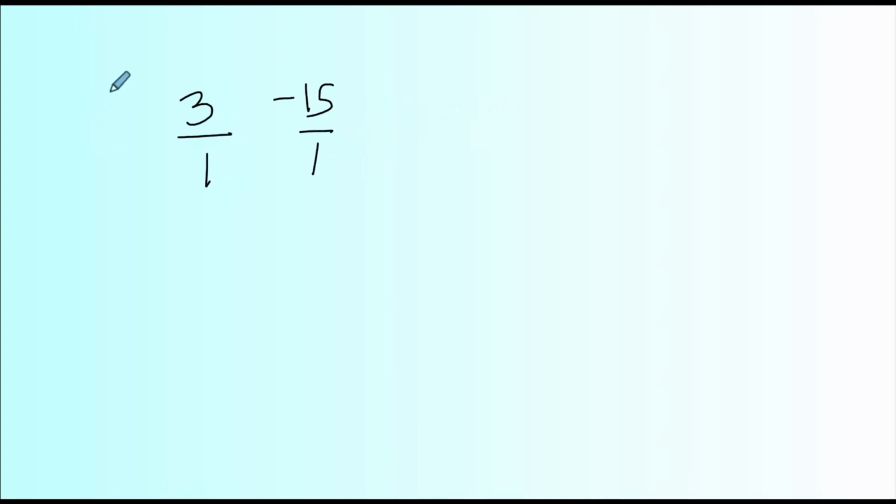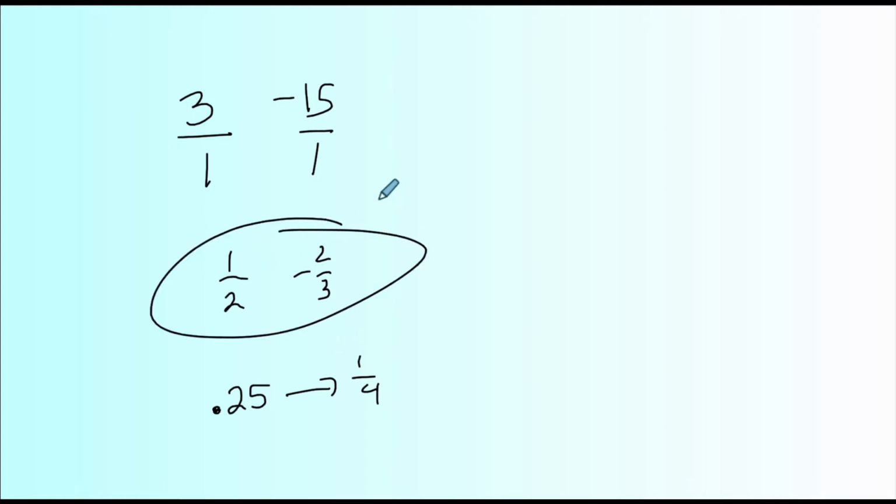So rational numbers include anything that can be written in fraction form. Whole numbers are included. Obviously, fractions are included because they're already in fraction form. And that also includes decimals. For example, 25 hundredths can be written in fraction form. That's 1/4. Today, though, we're only going to be doing fraction negative operations.